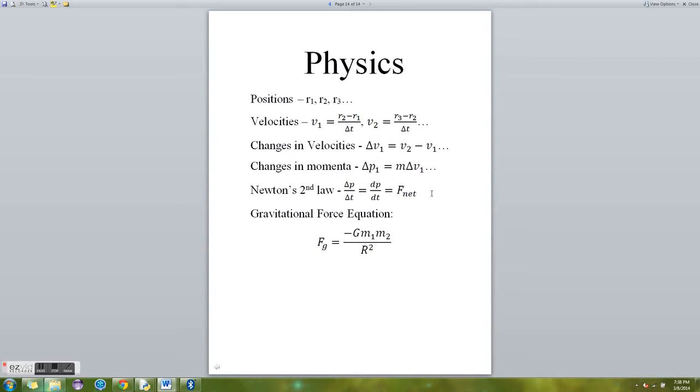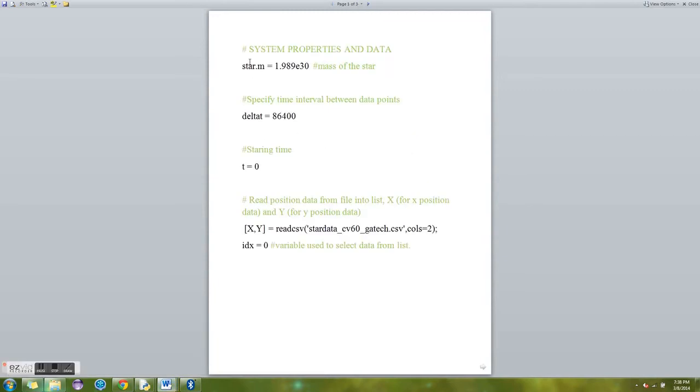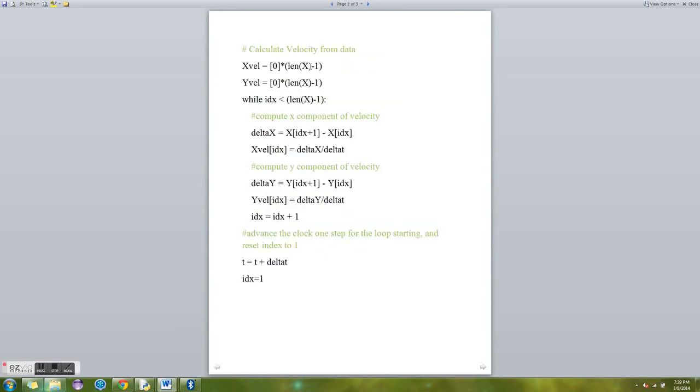So, how do we move that into code form? We start with plugging in our basic variables, our mass of our star, our change in time, our starting time of 0, and we read in all of our data from our given data sheet. We now have to calculate the velocities, which we do by creating two arrays for the x and y velocities. We take the difference in the x positions and the difference in the y positions, divide them by the change in time, and store them in our array.